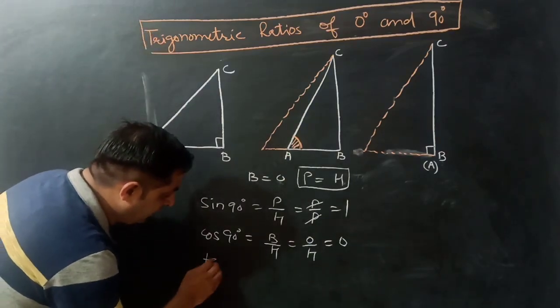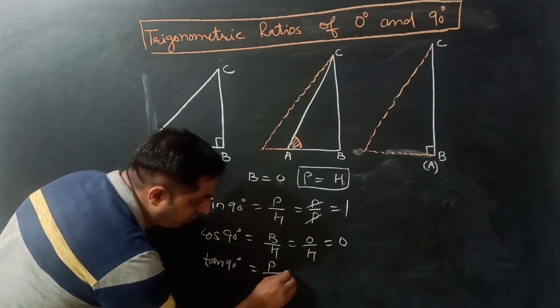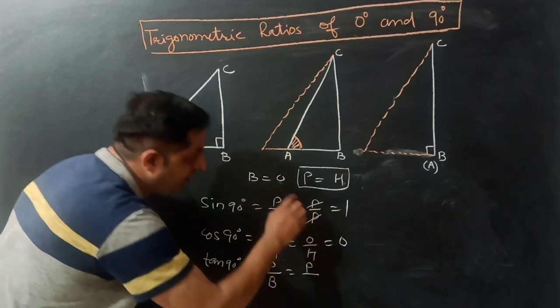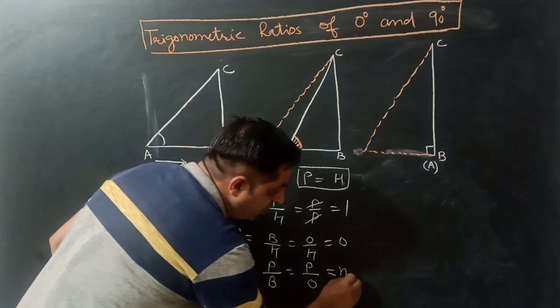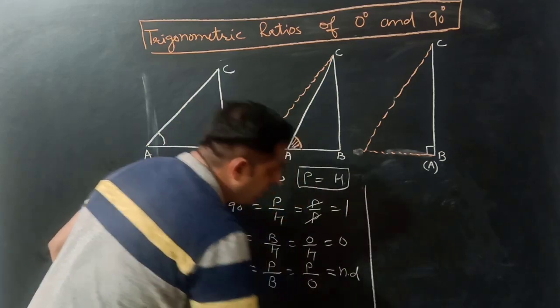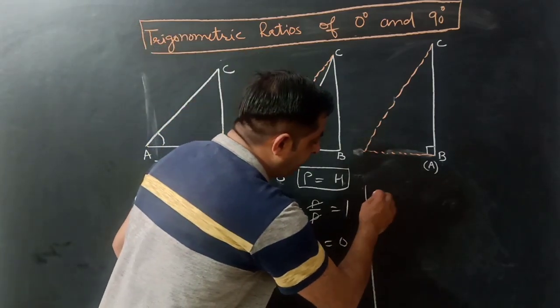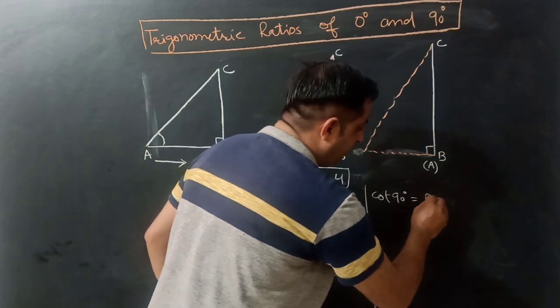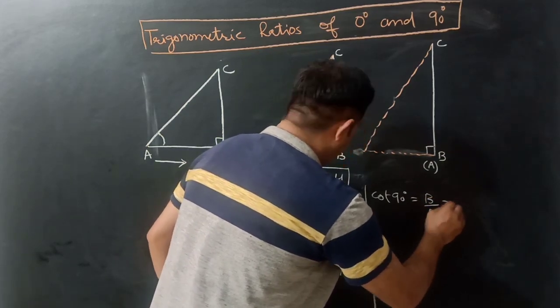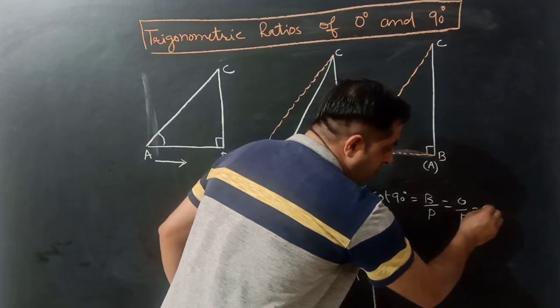Tan 90 degree, we want to find. Tan 90 is perpendicular upon base, that is perpendicular, and base is our 0. If we divide any number by 0, it is a not defined term. After that let's take cot 90 degree, which is base upon perpendicular. In this case base is 0, so 0 upon perpendicular gives you 0.